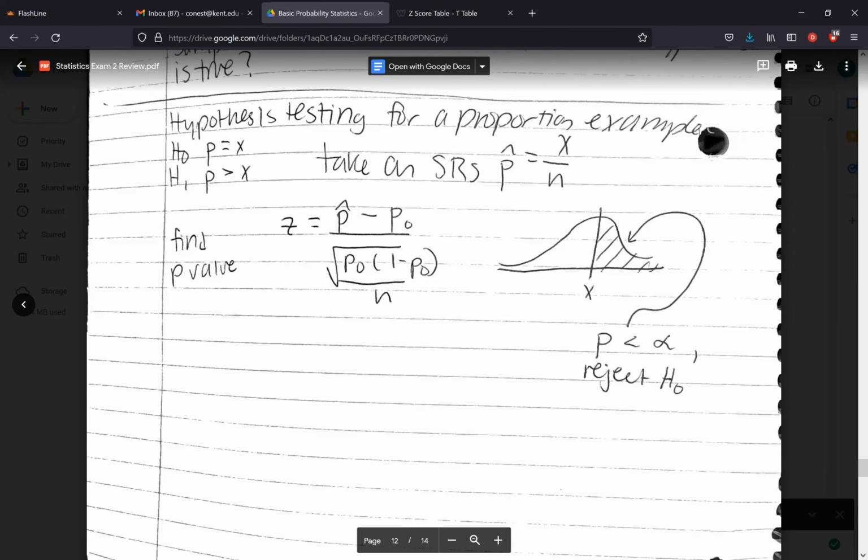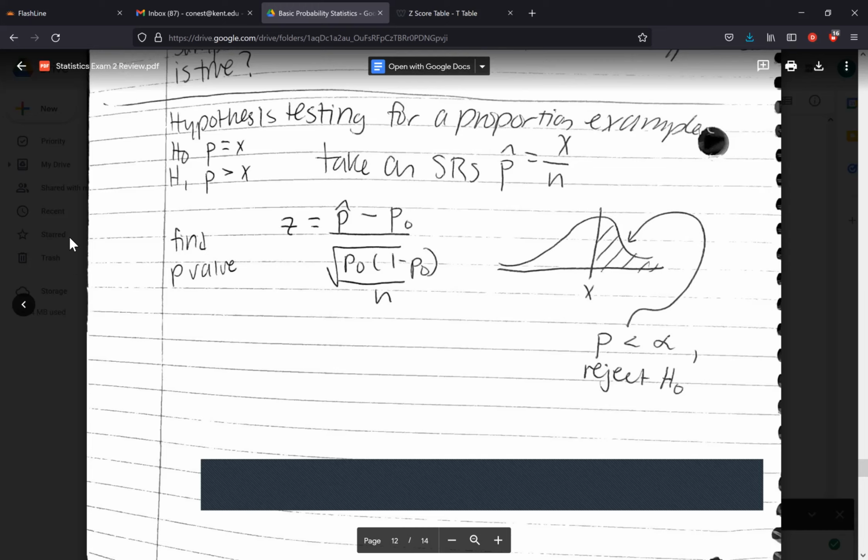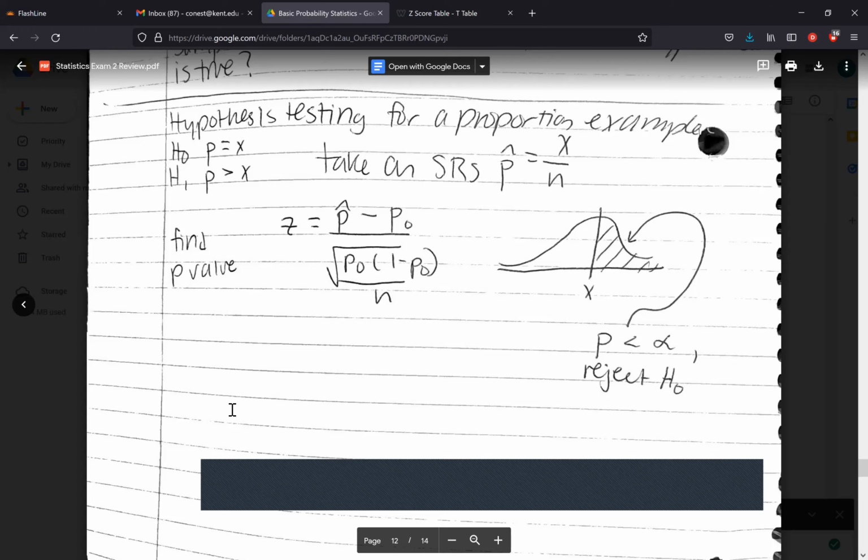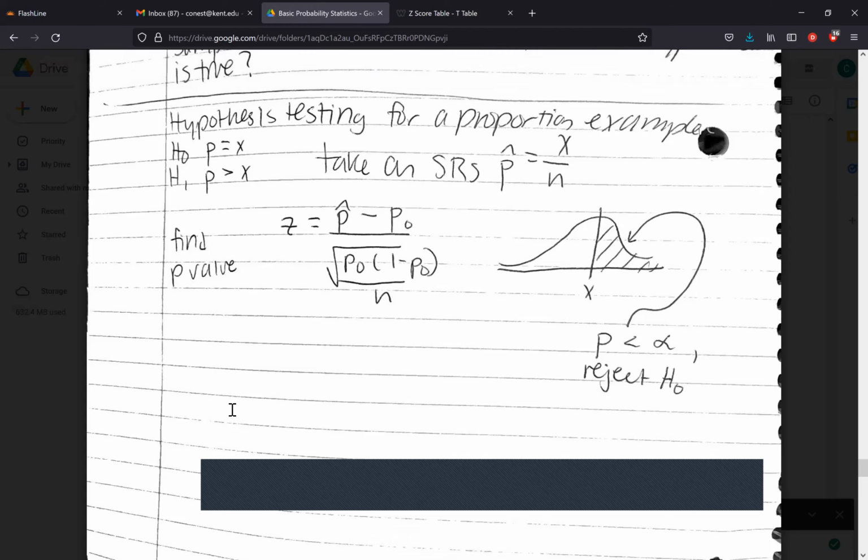And a general example here for proportion is we state our null hypothesis, p is equal to x, and our alternative is that our proportion is greater than x. We're taking a simple random sample, so we're using p hat. We find the p-value using the z-score, and then from the z-score we find the probability, and if this probability is less than alpha, we can reject the null hypothesis.